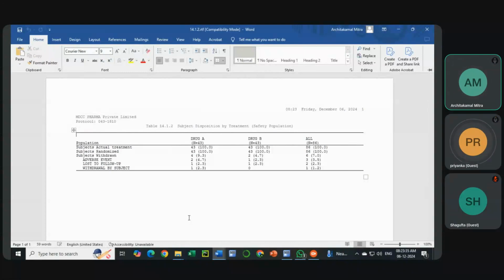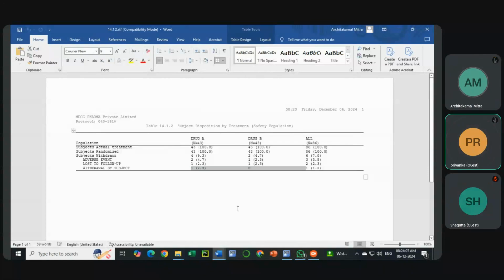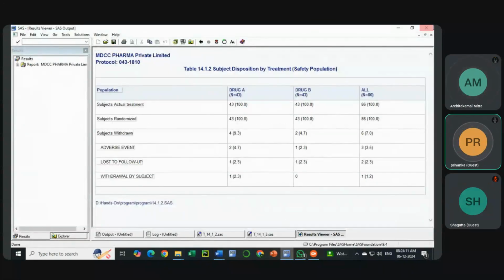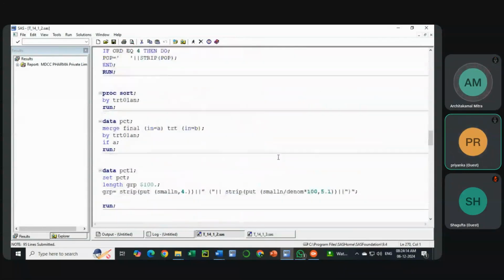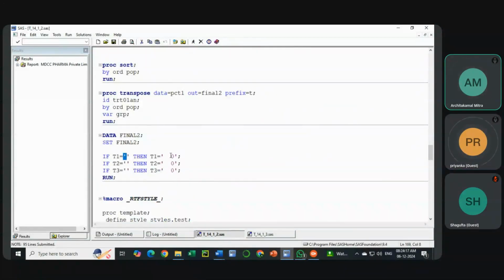So actually, is there missing data over there? Yes, we don't have missing data over here. Actually, for drug B, in the placebo group, there was no participant who left the trial willingly. So withdrawal by the subject, I mean, there is 1 person who was lost to follow up. There was 1 person who left the study for adverse event, but there was no one who willingly exited from the study for the placebo group. That's why it is 0. Okay. That's why if you see, we had given here this one, purposely. If T1 equal to null, then T1 equal to 0. If T2 equal to null, then T2 equal to 0. If T3 equal to null, then T3 equal to 0.